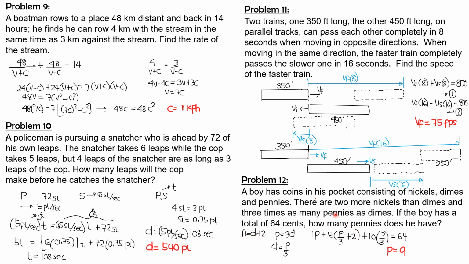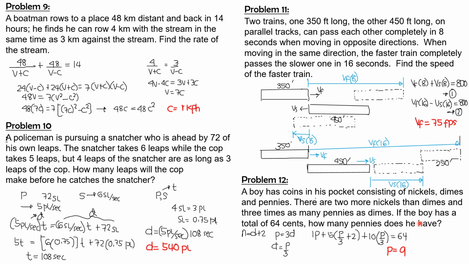Then, 3 times as many pennies as dimes. So 3 times the number of dimes is the number of pennies. So that's the interpretation. The number of pennies is 3 times that of the number of dimes, 3D. So that means the number of dimes is 1/3 of the number of pennies.